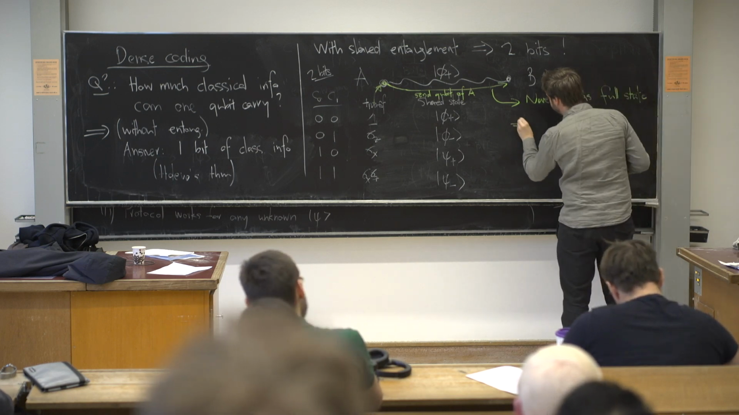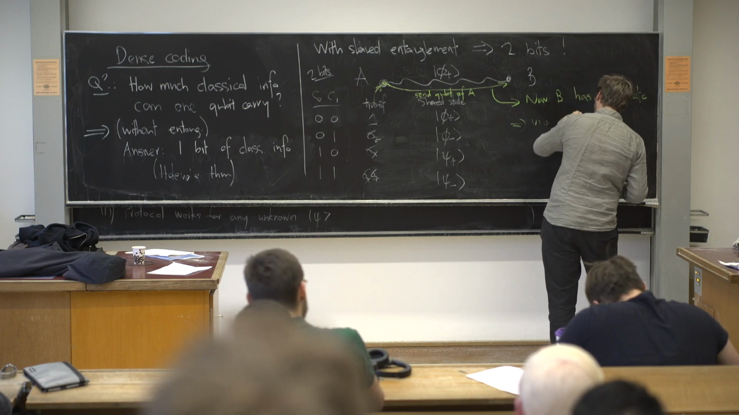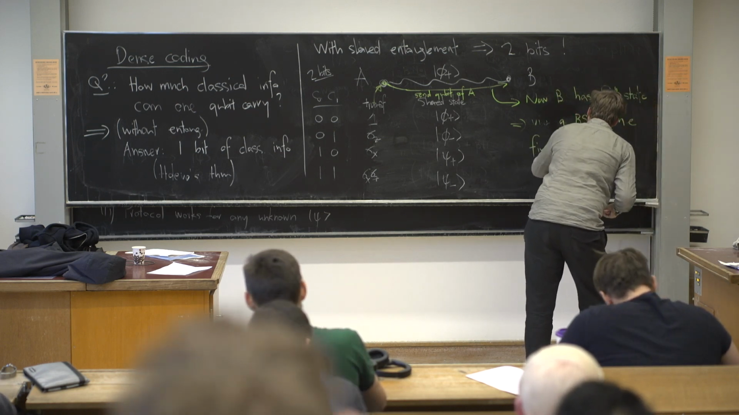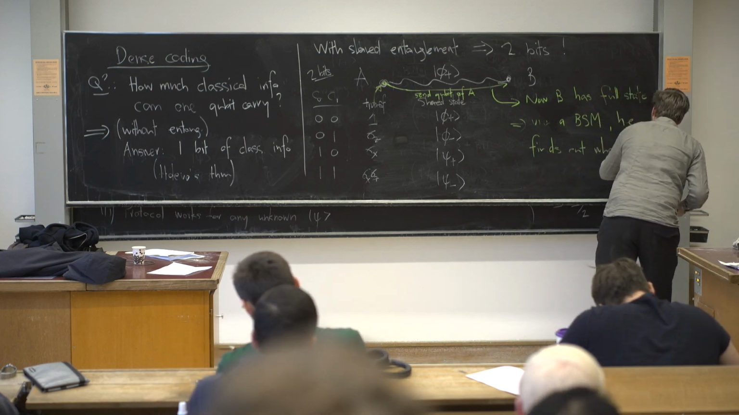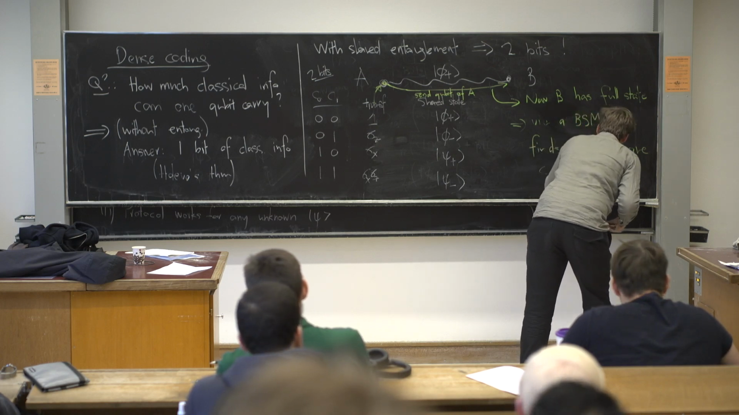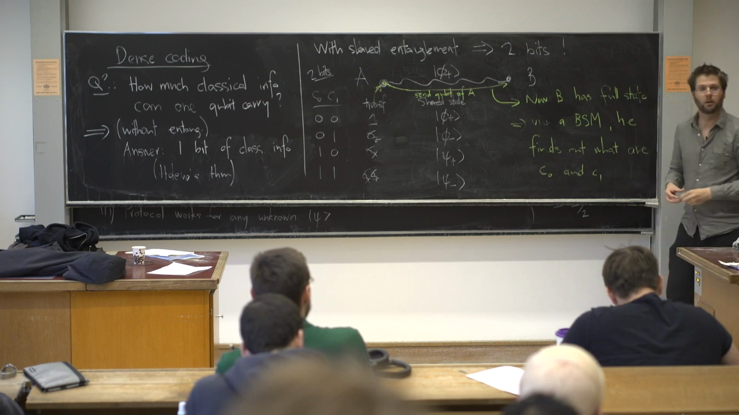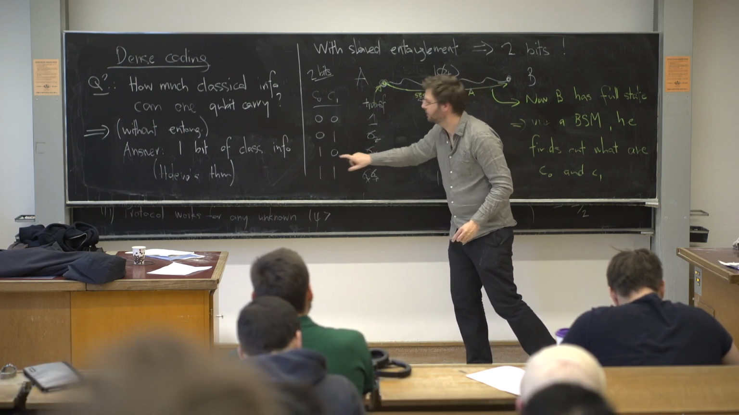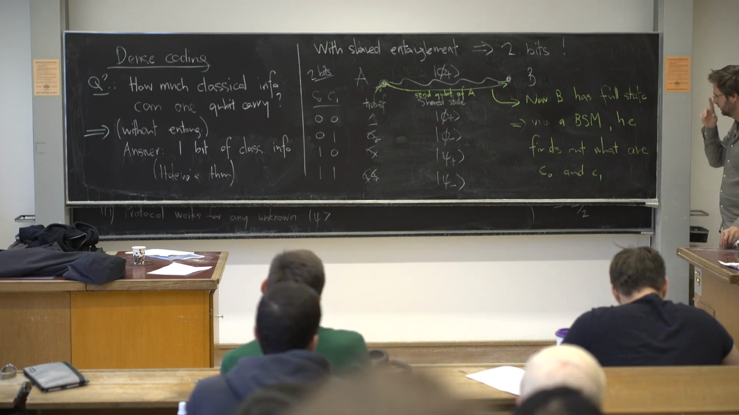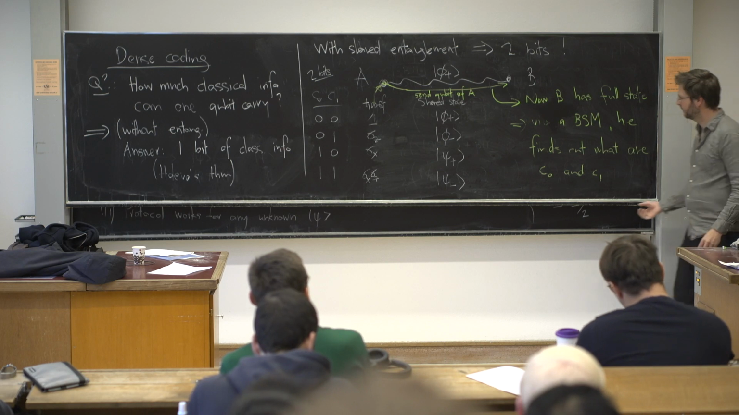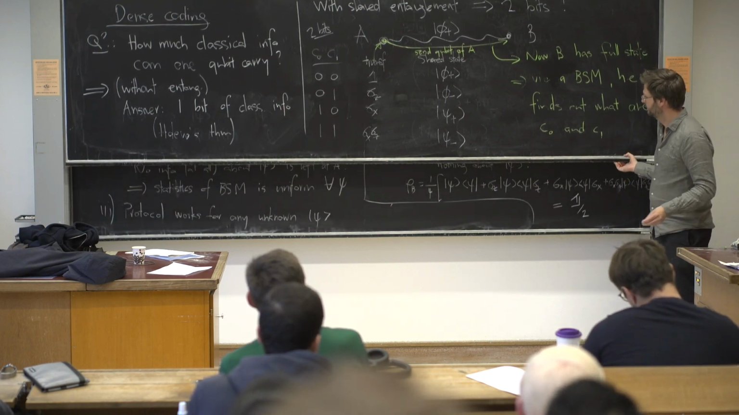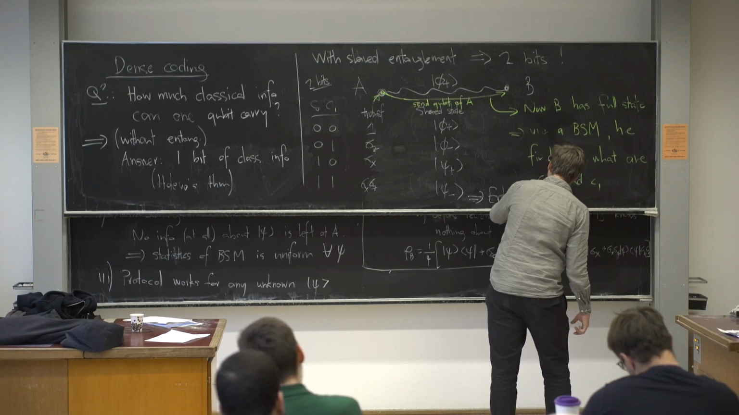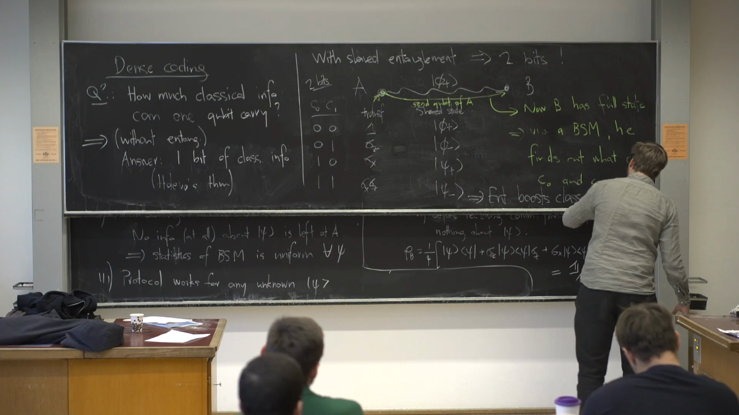The point is that via a Bell state measurement, he finds out what are C0 and C1. Because if he finds that Bell state, then he knows that Alice applied a sigma x, so that means 1, 0, and so on. So the moral of the story is that entanglement boosts the classical capacity.